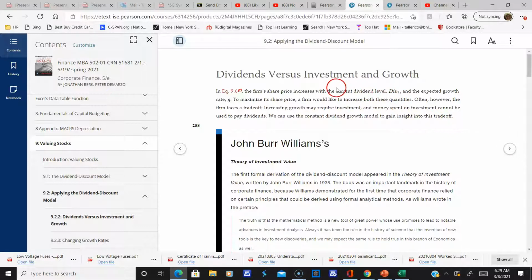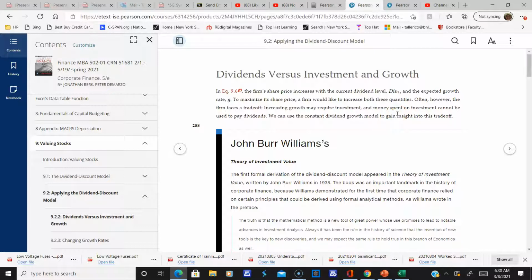All right. So the share price increases with the current dividend level and the expected growth rate, g. To maximize its share price, a firm would like to increase both these quantities. Often, however, the firm faces a trade-off. Increasing growth may require investment, and money spent on investment cannot be used to pay dividends. All right.